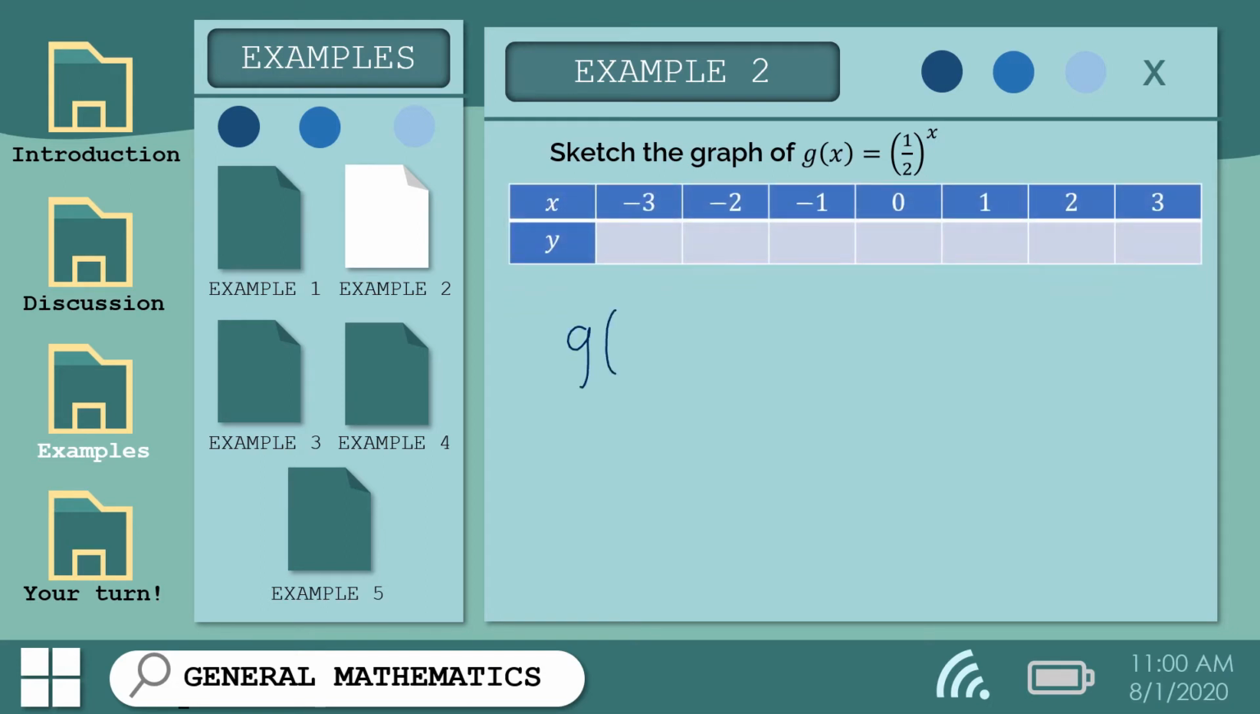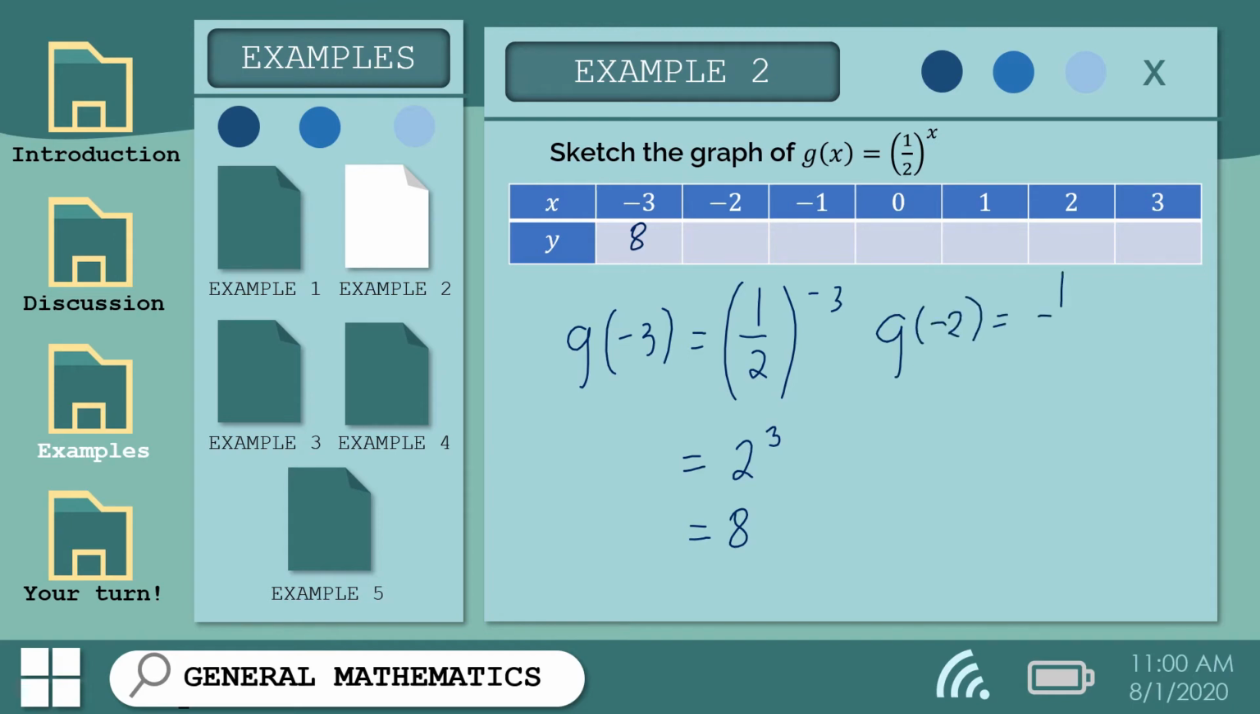And kapag g of negative 3 natin, that will give us 1/2 raised to negative 3. And using negative exponent rule, we have 2 cubed. So, magbabaliktad po siya, tama? So, we have now 8. So, kapag negative 3 is 8 naman. Pag negative 2 naman, ganun lang din po, 1/2 raised to negative 2. So, we have 2 squared. Kapag 2 squared po is 4.